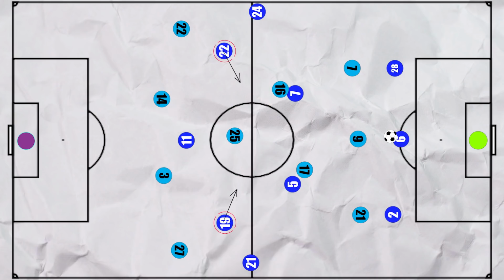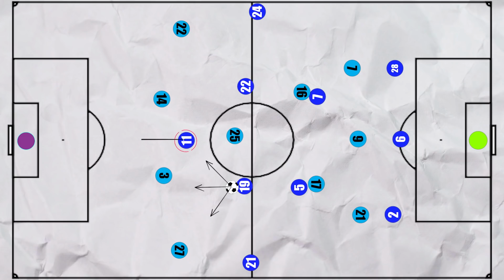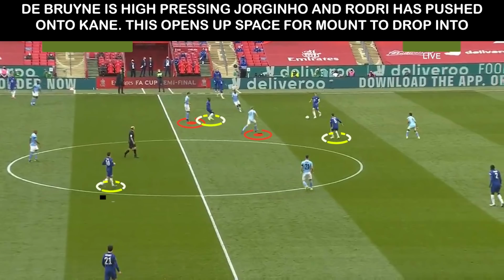So at times, Ziyech or Mount would be able to drop into the space centrally to receive between the lines and cause danger, especially as the threat of Werner's pace meant that a centre-back would be reluctant to follow.